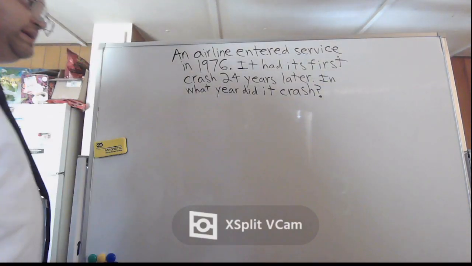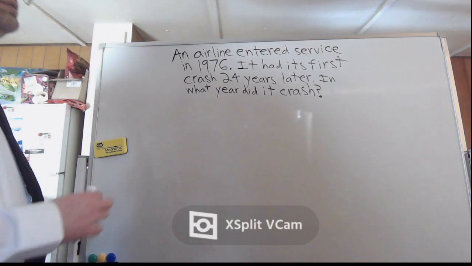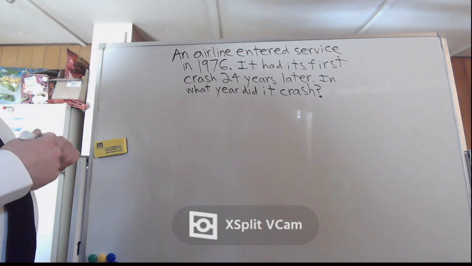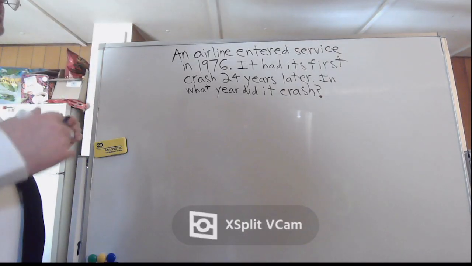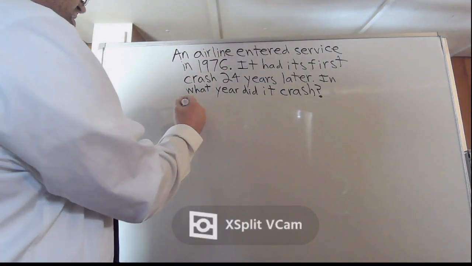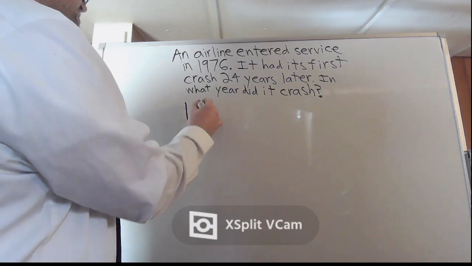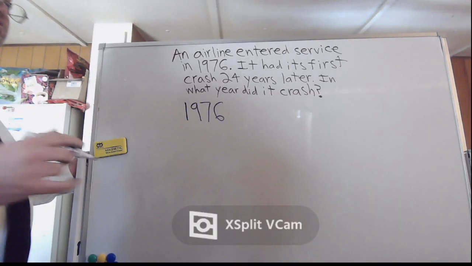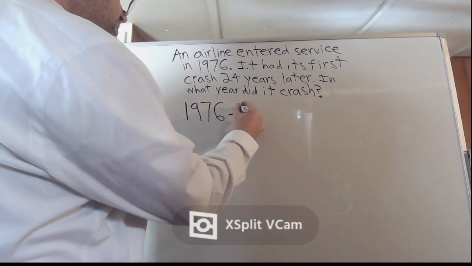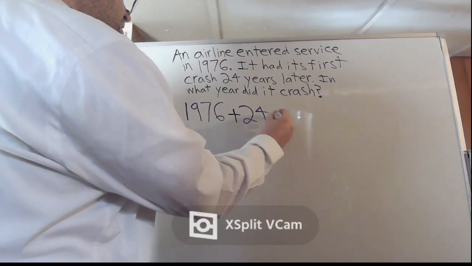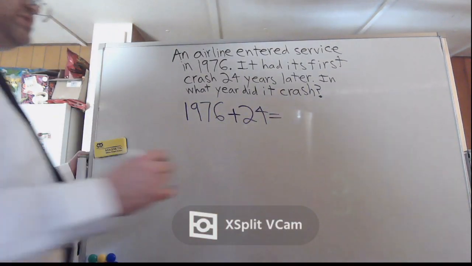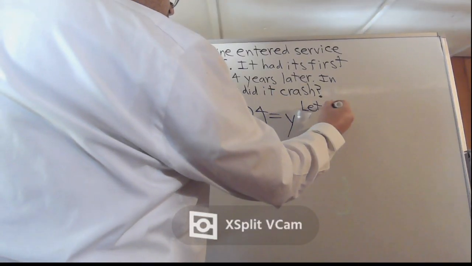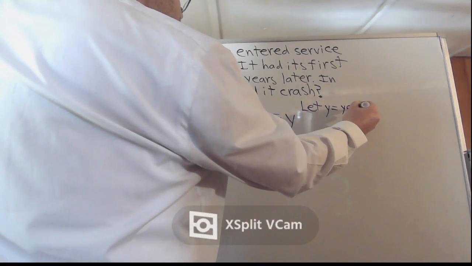Okay, so again, we need to read and understand what it's asking for. An airline entered service in 1976. It had its first crash 24 years later. In what year did it crash? So we're starting, it tells you it started in 1976. So start with that. Then 24 years later is 24 years after, so that's plus 24 years from then. We need to figure out what year it had its crash. We don't know the year yet. We'll call the year Y. So we'll let Y equal year of crash.